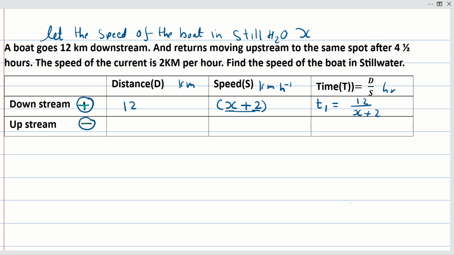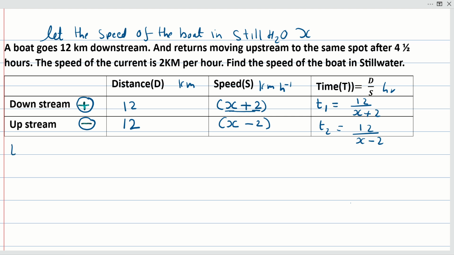But now when it is returning, again it is covering the same distance, but while coming back it is going upstream. So the speed, x is the speed of the boat in the still water, minus 2. Why minus? Because when the boat is moving upstream, it is having the opposing force. So t2 is equal to 12 upon x minus 2. Did you understand this?